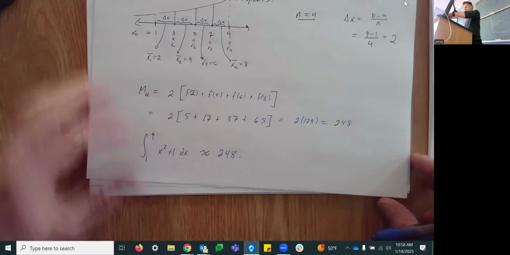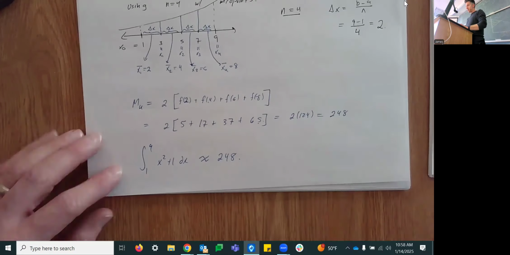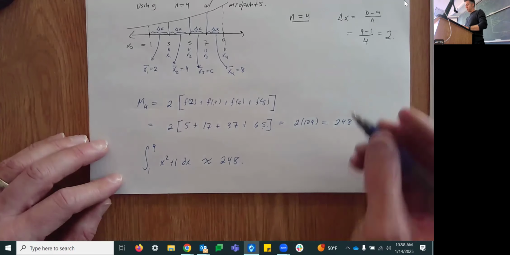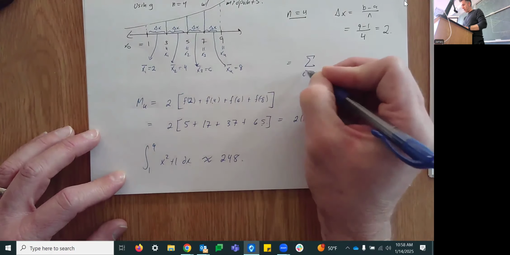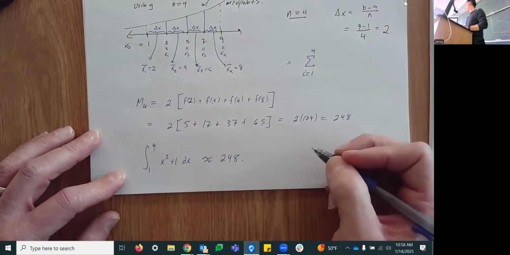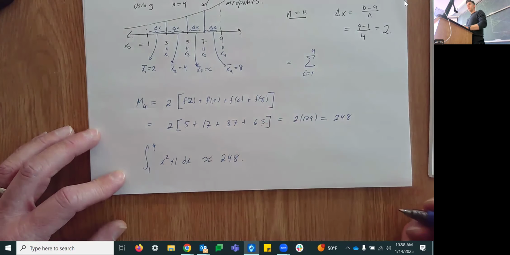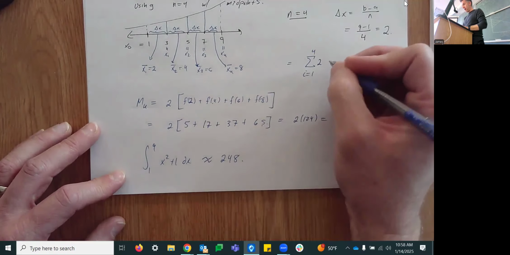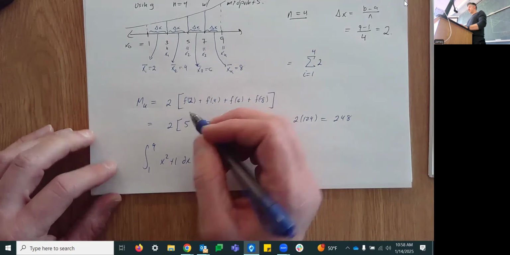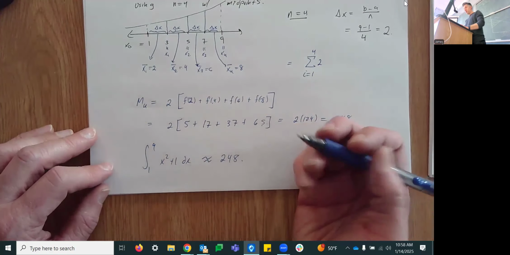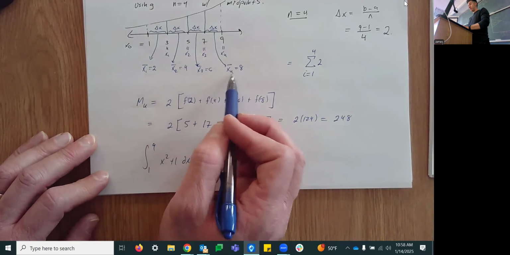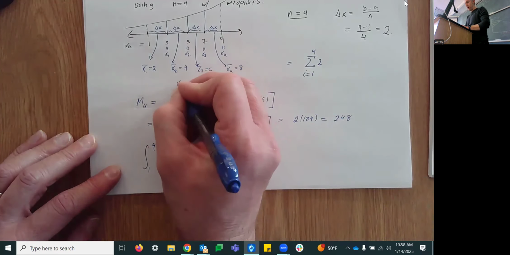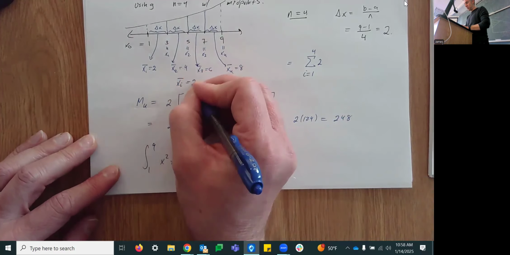So the thing is, it gets to be kind of weird. Like here, what would I put? If I was going to write this as a summation, I would write this as the sum from i equals 1 to 4. My delta x is just 2. And my x sub i bar: x sub 1 bar is 2, x sub 2 bar is 4, x sub 3 bar is 6, x sub 4 bar is 8. It looks like my x sub i bar is 2 times i.